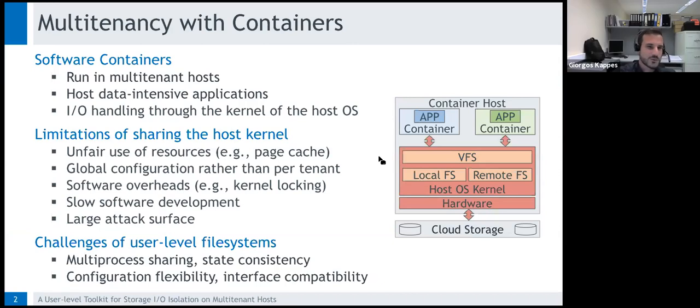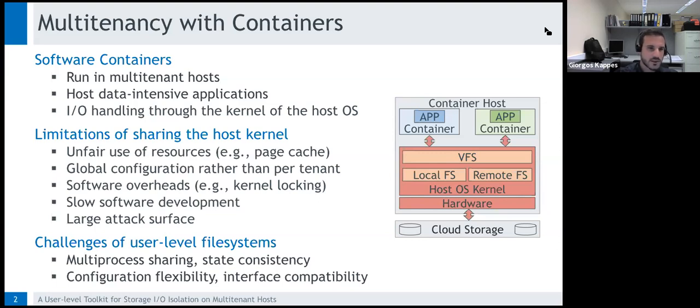Software containers are widely used to run data-intensive applications in multi-tenant hosts. Containers achieve efficiency by executing the applications directly on the host operating system. As a result, the containers of different tenants share the same host kernel. The host kernel allocates resources to containers, manages resource usage, and enforces isolation. It also provides system services to containers like I/O handling, memory management, and networking. However, sharing the host operating system kernel across containers of different tenants can be problematic for 5 reasons.